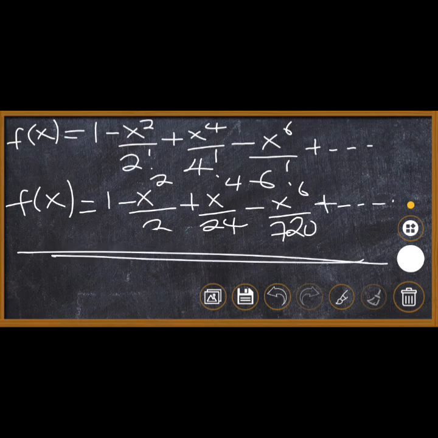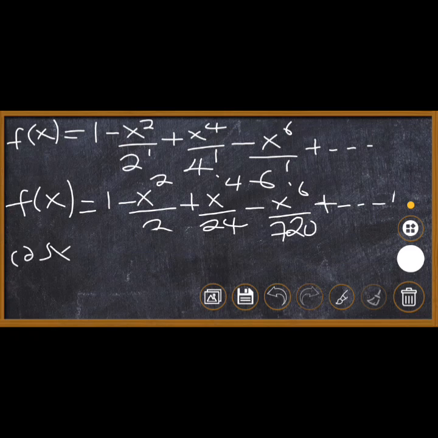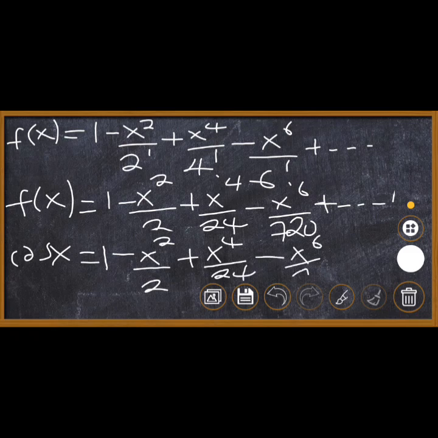So in this case, where there is cos of x, the first 4 terms we are going to have are 1 subtract x squared divided by 2 added to x to the 4th power over 24 subtract x to the 6th power over 720. So the series can keep on going like that. So that's the answer. So that's how we go about this.